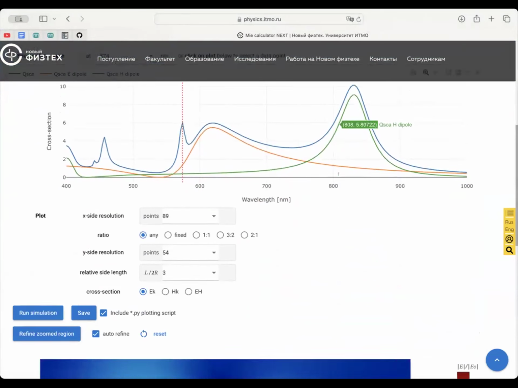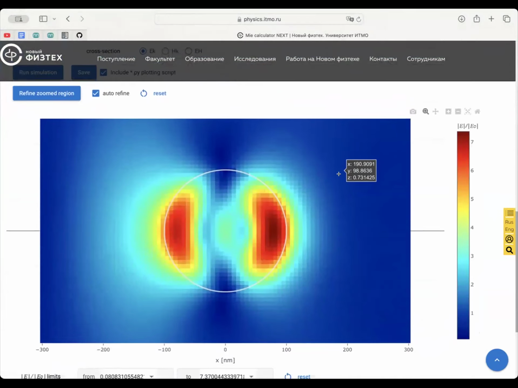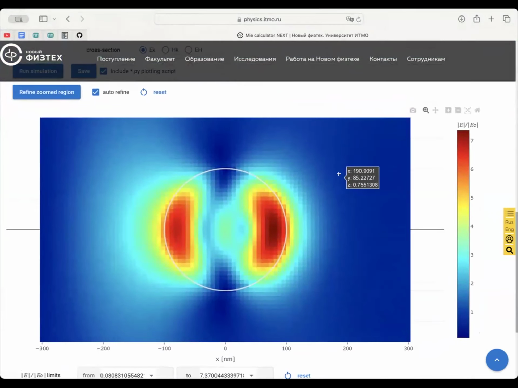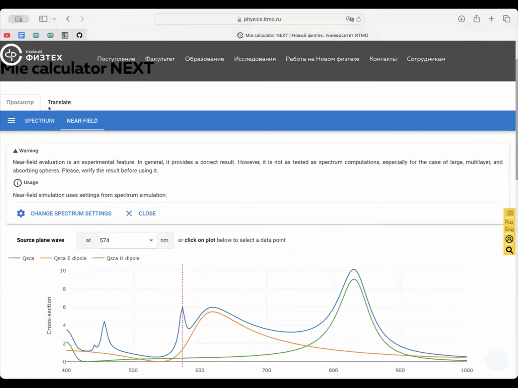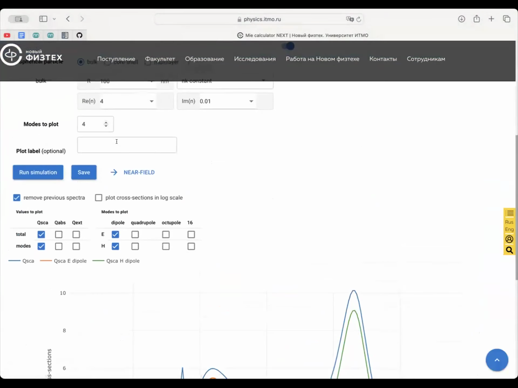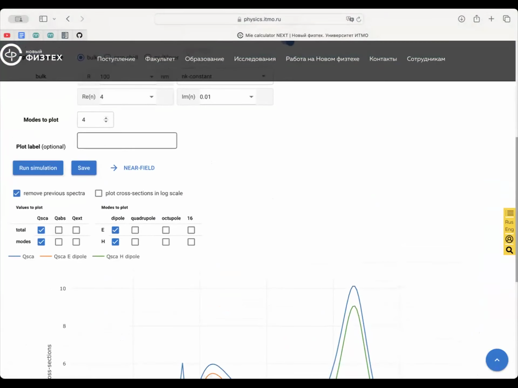Can you repeat, please, what the number of modes means when you simulate? Yeah, okay. Let me share the screen of my iPad. I will write it to you.